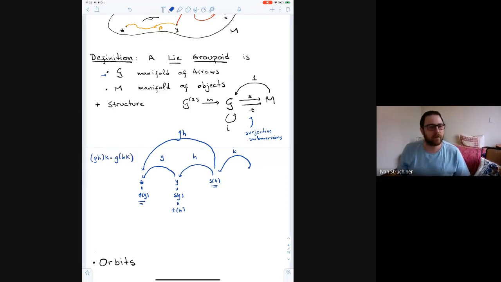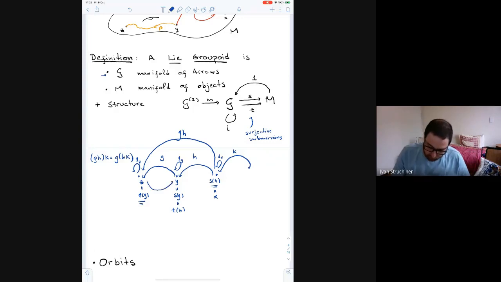And it should satisfy all the properties of a group. So for each point on the base, you should have an identity arrow. So 1_Y, the identity at the point Y, the identity at the point X. So each point on M has an identity. This is what I drew in this map here. So each point has an identity, and each arrow has an inverse arrow, which goes in the opposite direction.